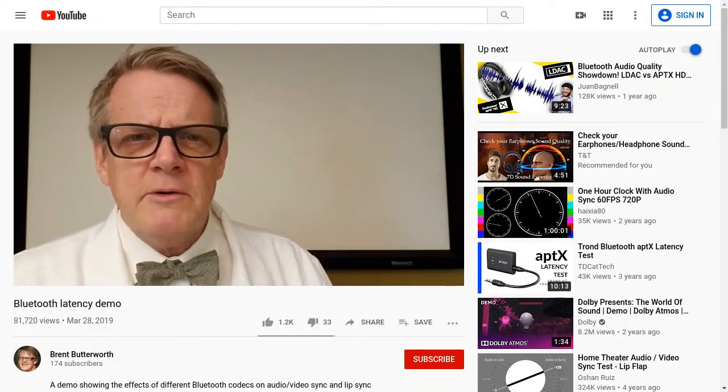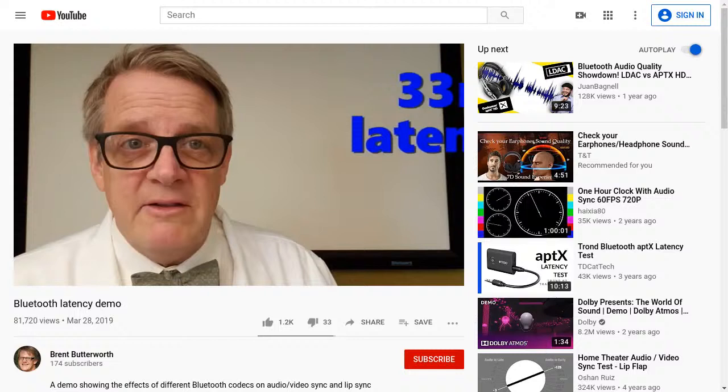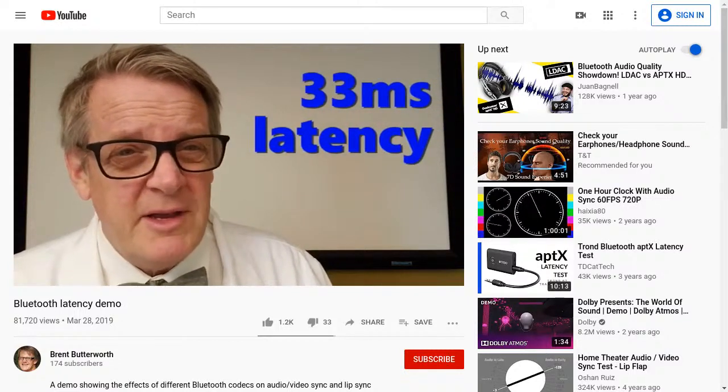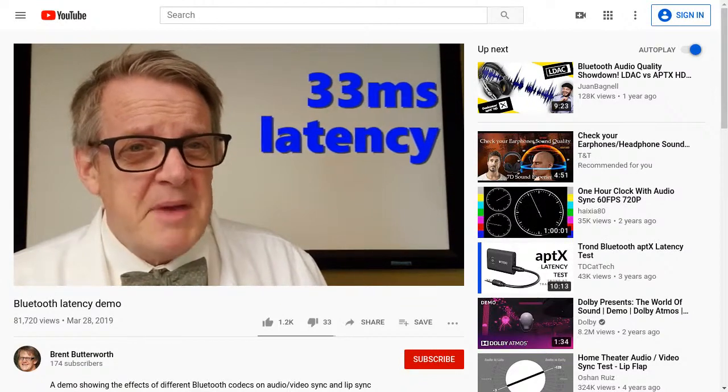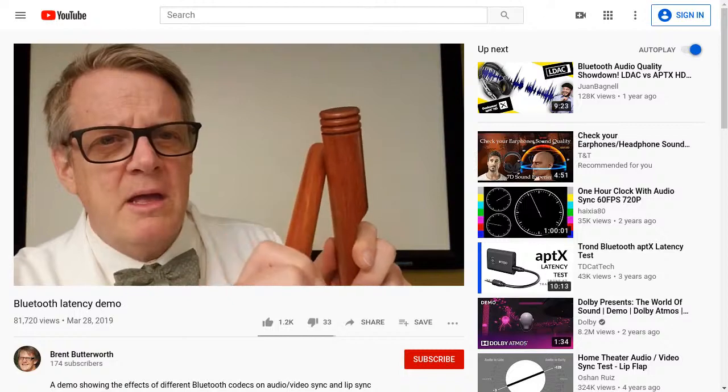Now, let's go to 33 milliseconds latency. This is about what you get with the aptX low latency codec. Now, you might be able to see a difference in the lip sync, but maybe not. This is only about 1 frame of difference, and here again is the clave.